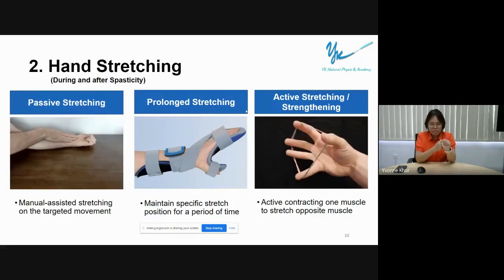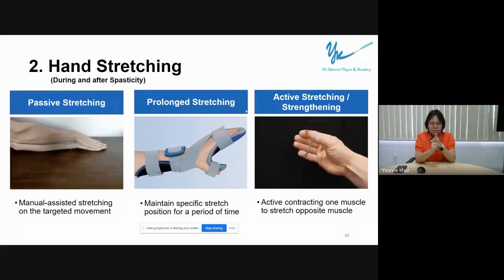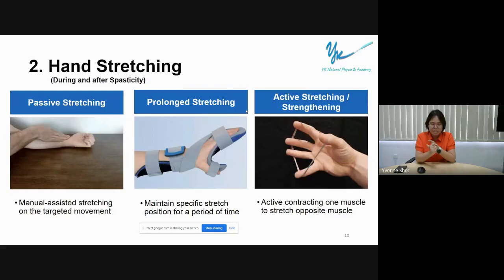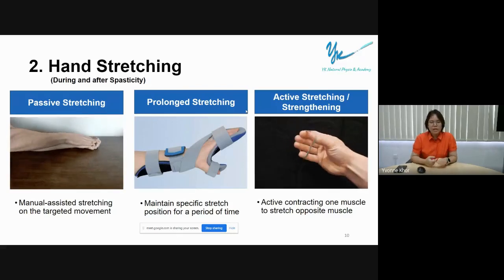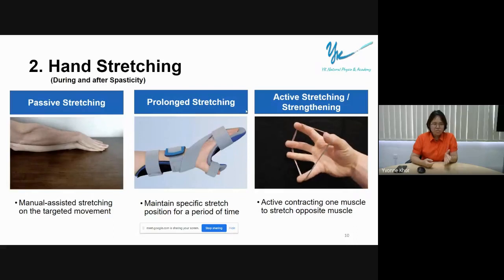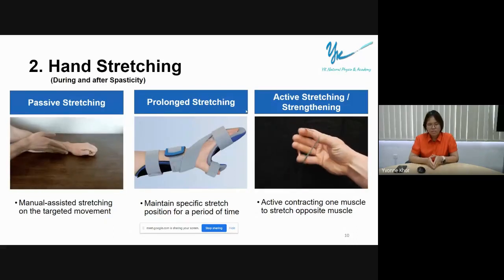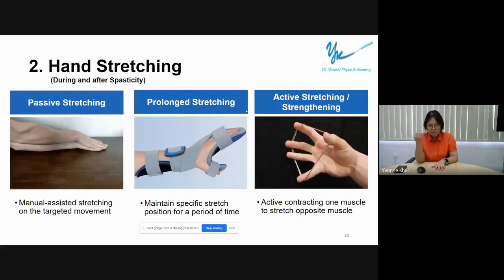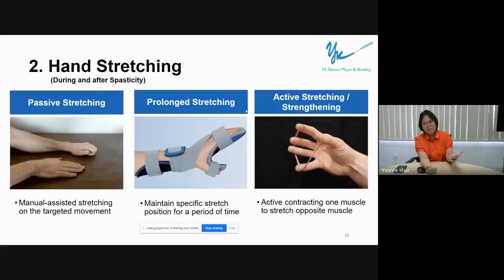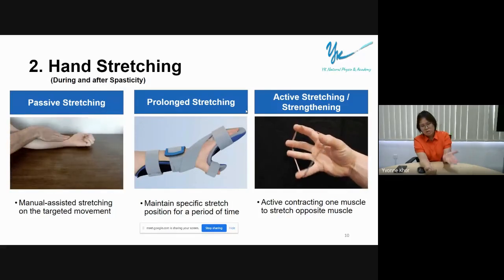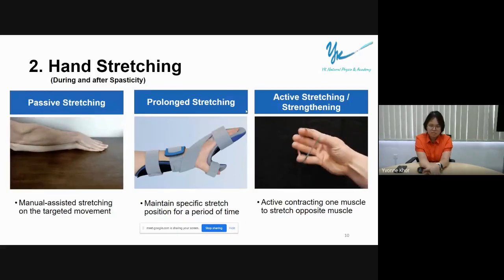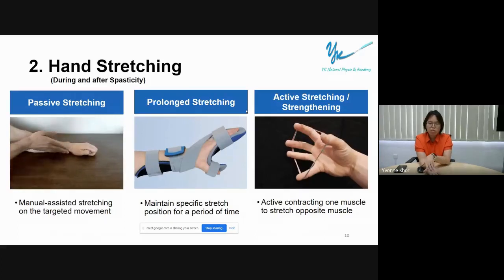So first is the passive stretching. Okay. Second is prolonged stretching. Third is the active stretching, which is also known as strengthening. Okay, how is the passive stretching done? You can see from the video, passive stretching is a manually assisted stretching of the targeted movement. For example, you can see in the video, the finger is in flexion position. So the patient himself can passively assist the stroke side and open the finger. This passive stretching can be done by the patients themselves.